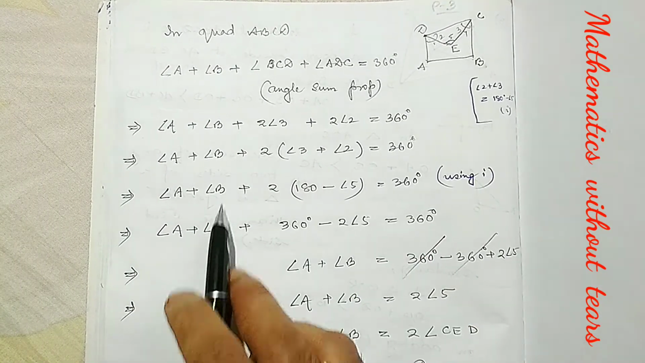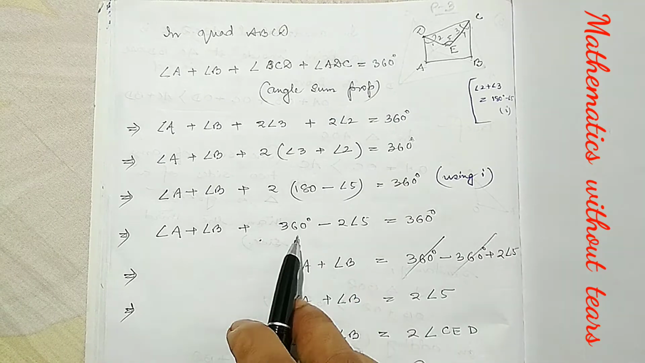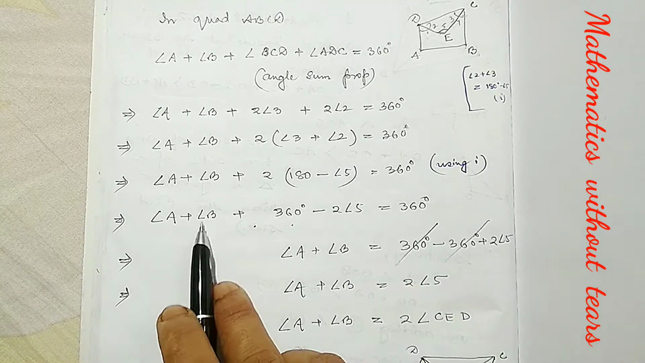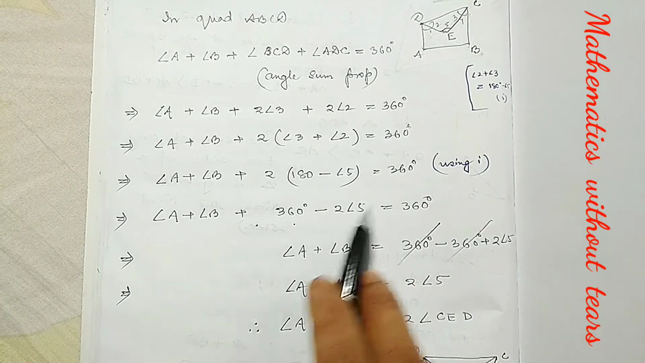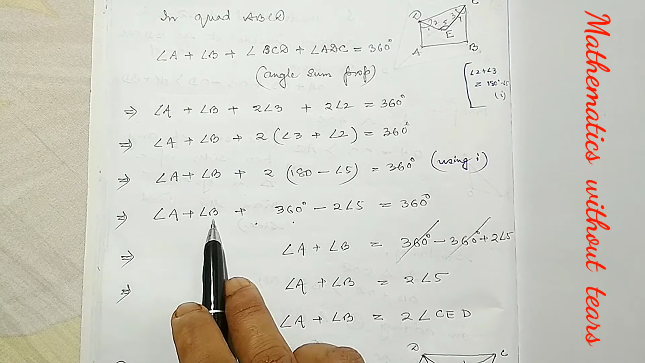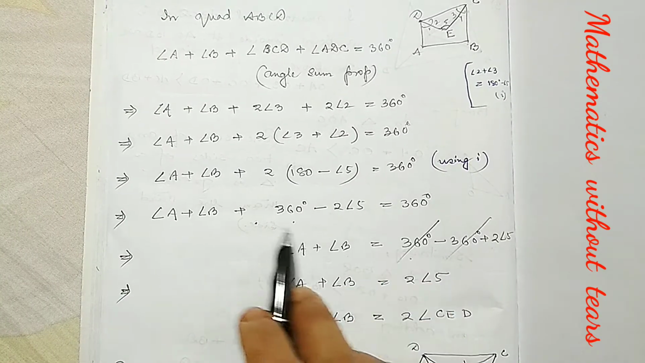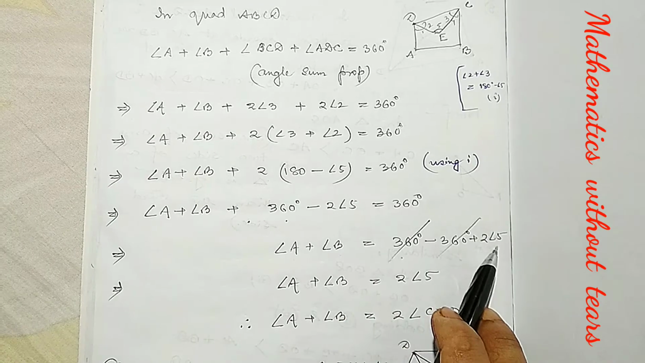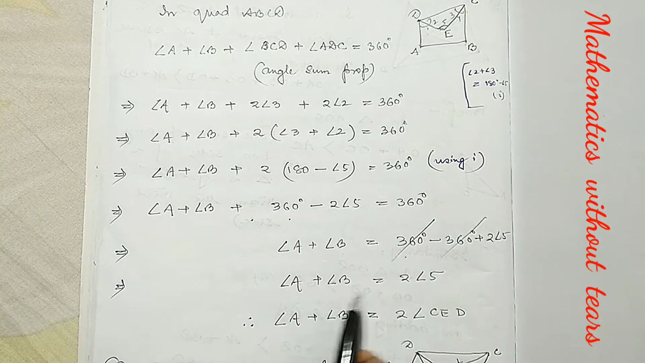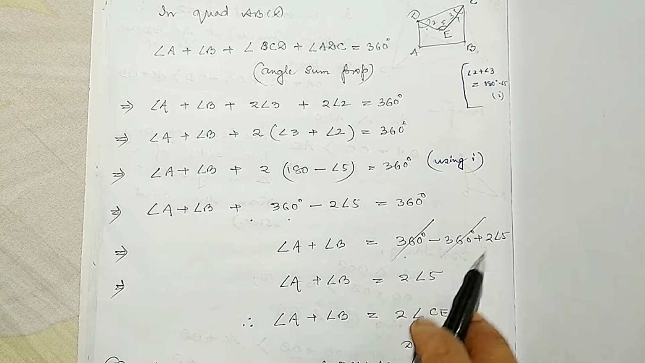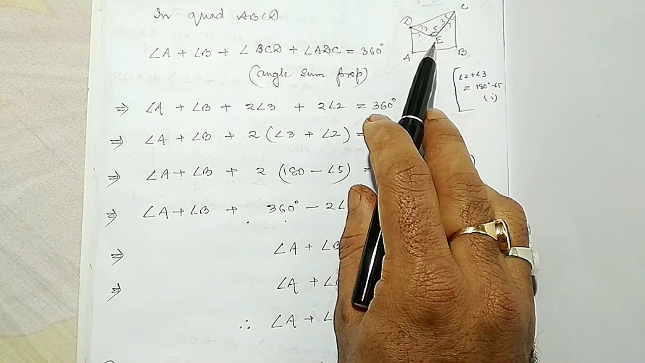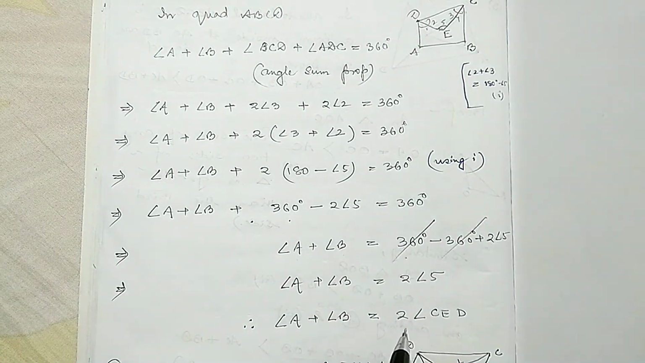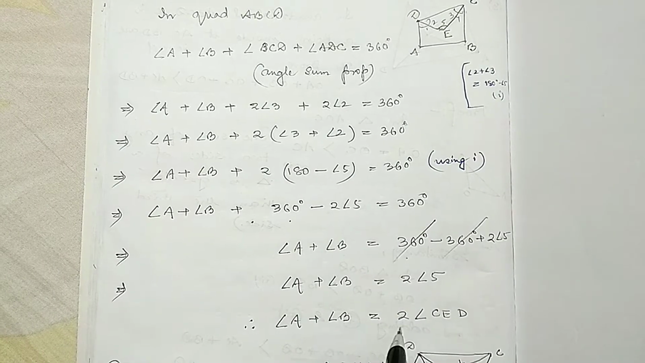Now angle A plus angle B plus 2 into 180, it will be 360. 2 into angle 5, it will be twice angle 5 equals 360. Now only A and B we are going to keep on one side and the remaining on the other side. So if I keep angle A plus angle B, it will be equal to 360. This plus 360 will become minus 360, and this minus will become plus twice angle 5. So angle A plus angle B will be, 360 cancels, you are left with twice angle 5. What is angle 5? Angle 5 is nothing but angle CED. So instead of angle 5, we can write twice angle CED, and this is what we have to prove.